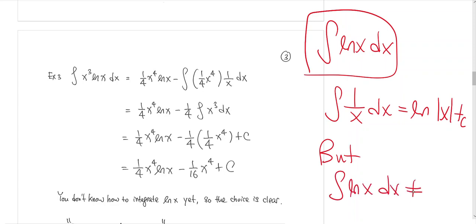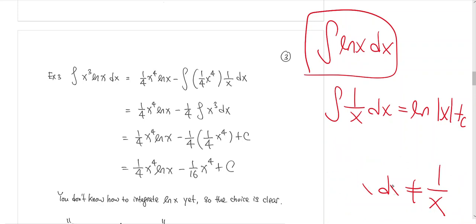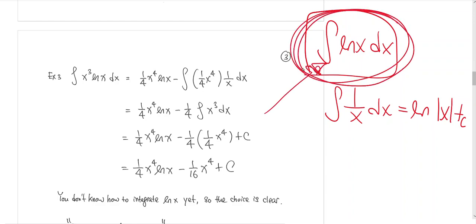Do not say that this is 1 over x. This happens because you get yourself confused. So this is not true. Not true. Not true. Not true. So make sure you know your basics very well. As I said, if you do not know your basics, everything is going to be a blank, everything is going to be so confusing. All right. So if everything is cool, you have no idea how to integrate log x yet.